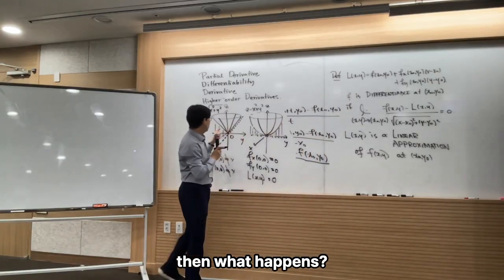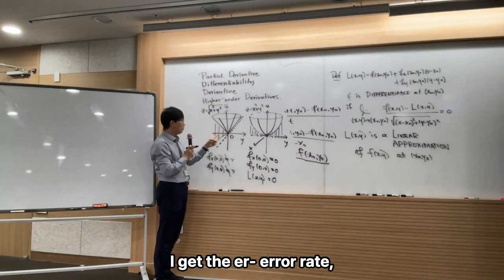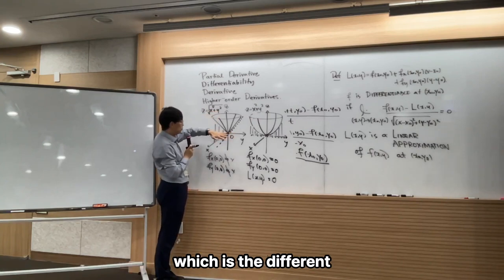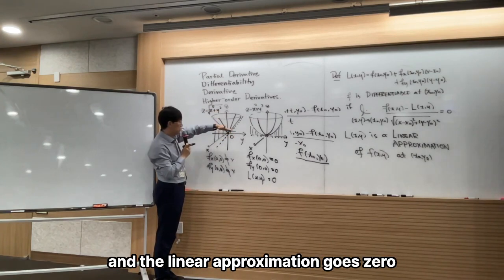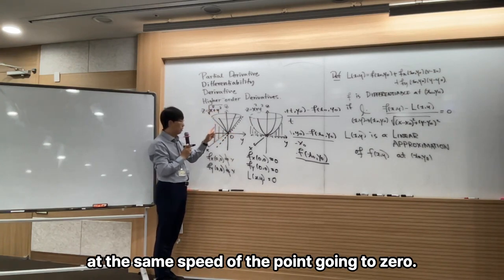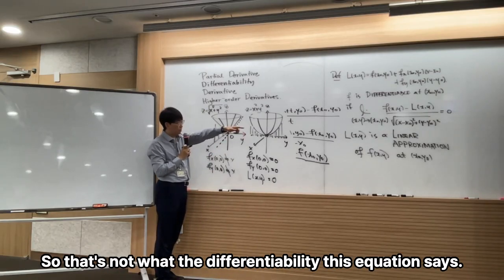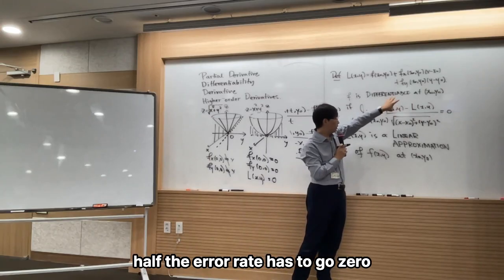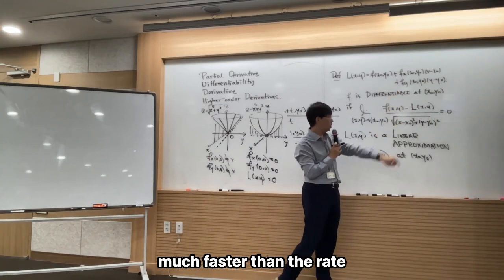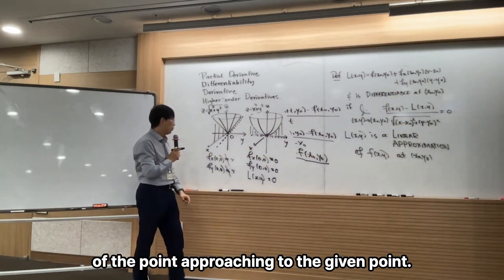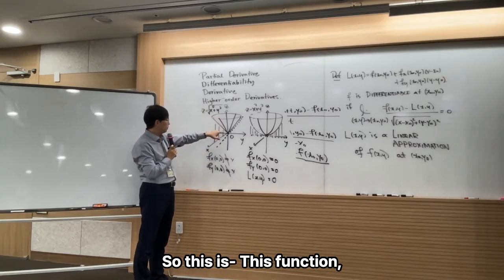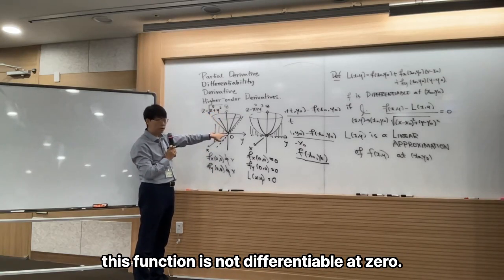Then what happens? I get the error of this linear approximation, which is the difference between the value of the function and the linear approximation, going to 0 at the same speed as the point going to 0. So that's not what the equation of differentiability says. The equation says that the error has to go to 0 much faster than the rate of the point approaching the given point. So this function is not differentiable at 0.